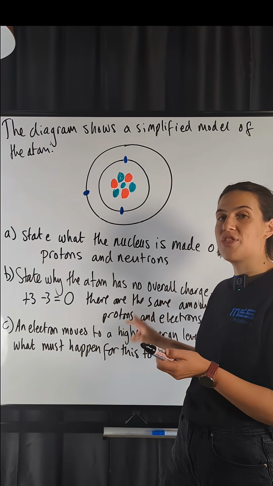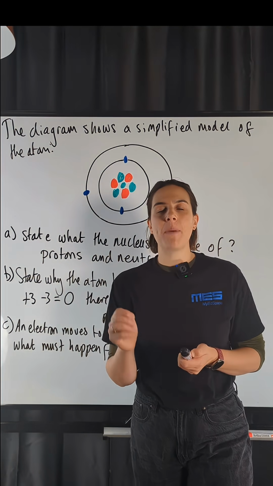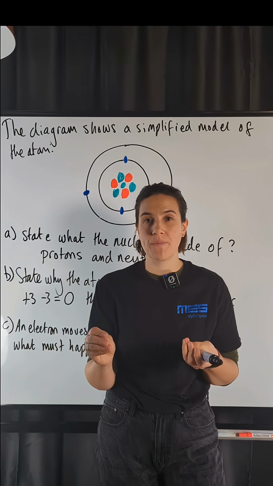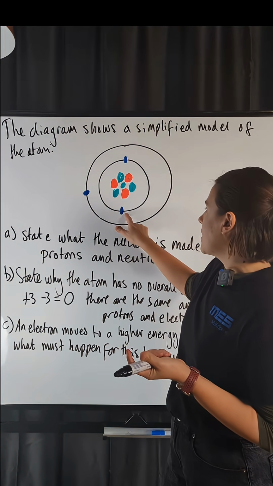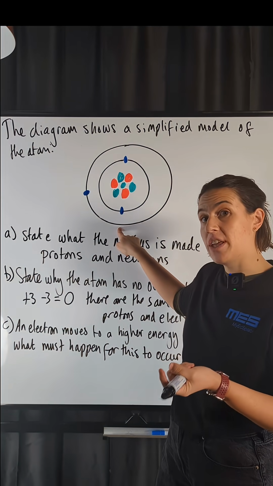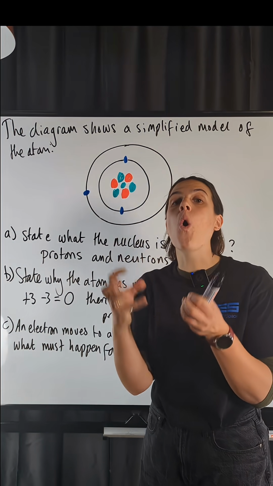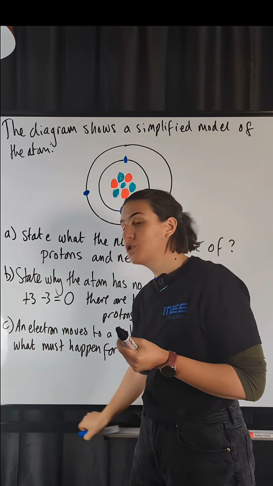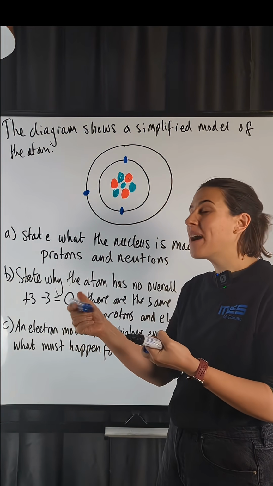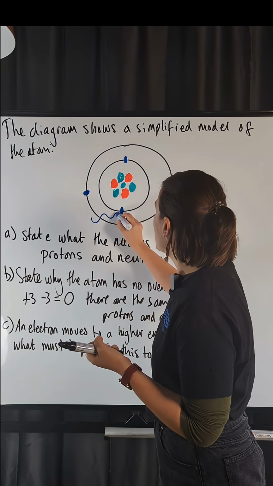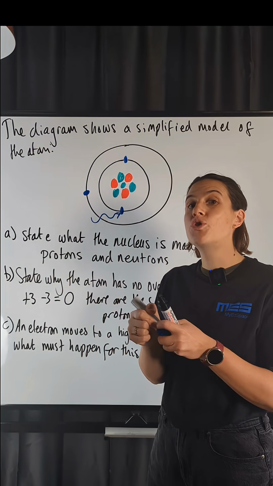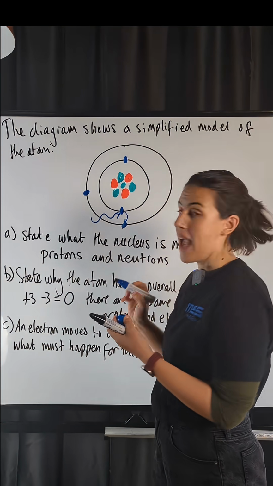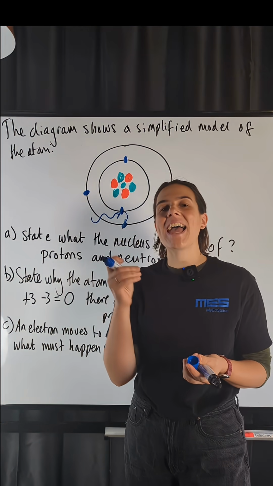Explain what must happen for this to occur. So this is about the absorption or the emission of electromagnetic radiation. Now, for one of these electrons to go into a higher energy level, it's going to have to get more energy. It's going to have to be more energetic. So it's going to have to absorb some electromagnetic radiation that comes in. It's going to absorb it and then move to a higher energy level, okay? Because that is how this works.